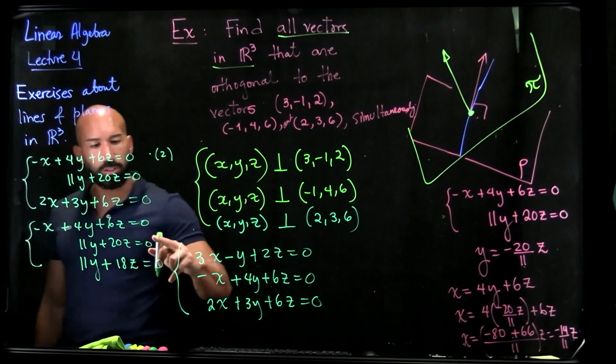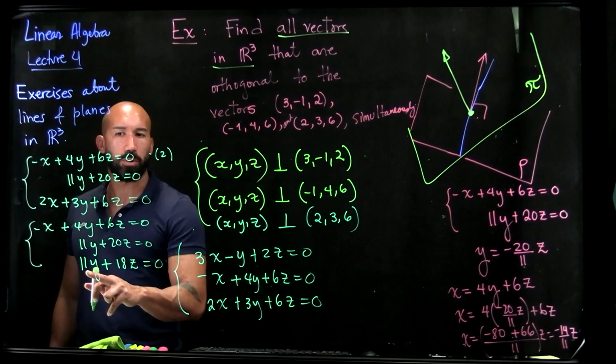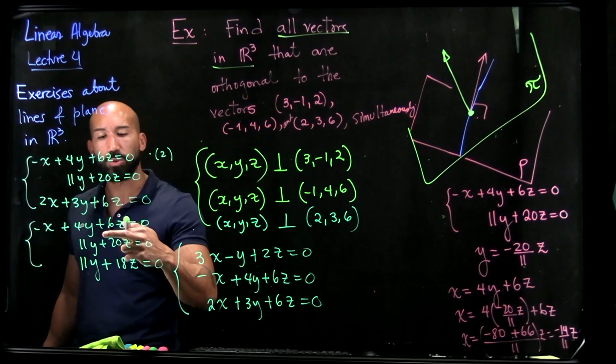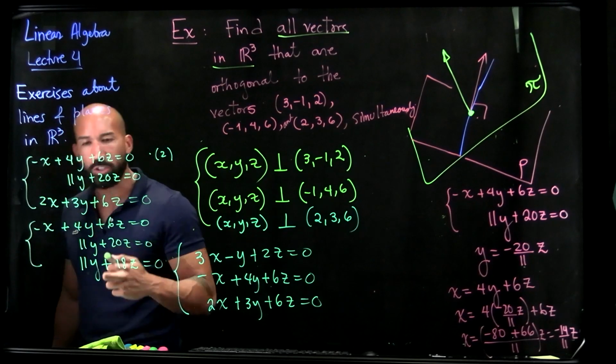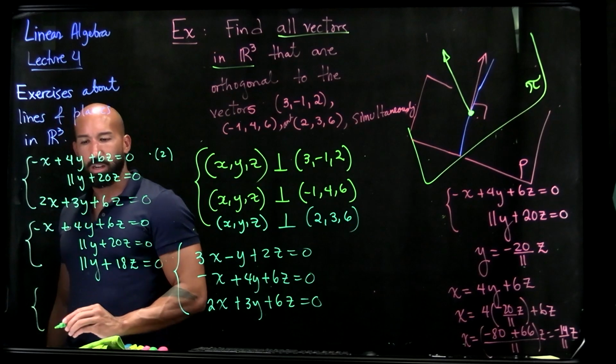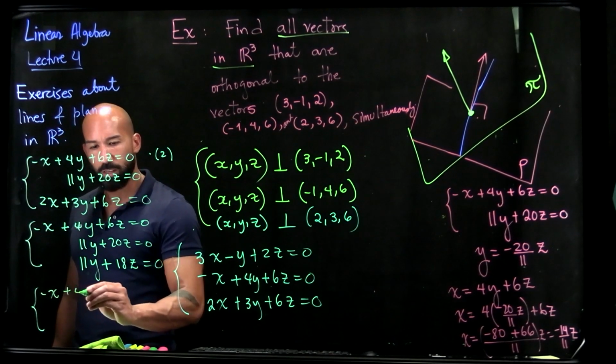And now I can use the second equation to eliminate this term here. So, okay, well, in this case, I don't need to multiply by anything. The only thing that I need to do is to subtract the second equation from the third to get a new third equation. Okay, so I keep the first.